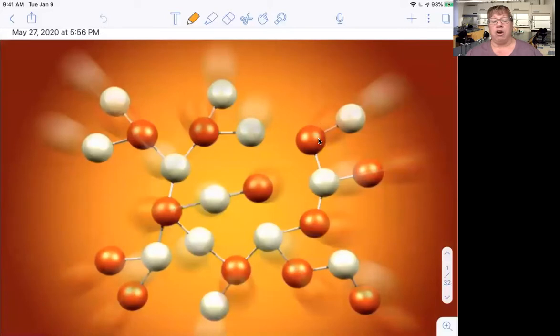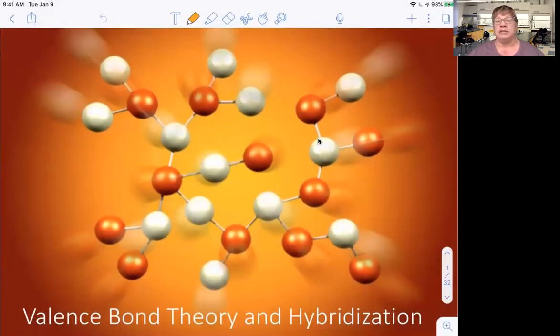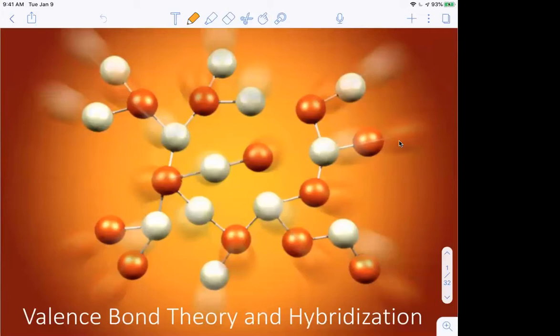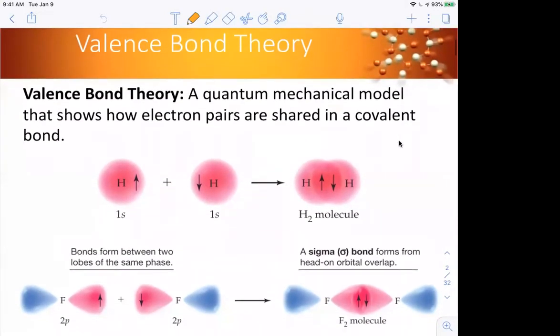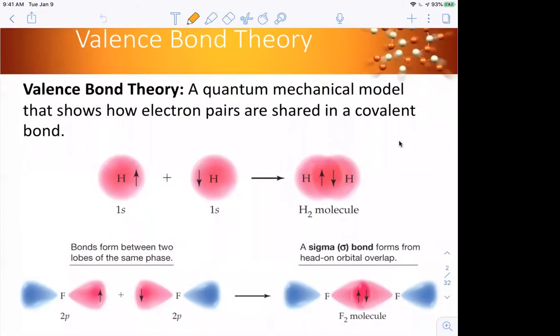And we are going to talk about something called valence bond theory and hybridization. So let's look at this a little bit more closely. Valence bond theory is a quantum mechanical model that shows how electron pairs are shared in a covalent bond. This model is more sophisticated than the Lewis theory model because we're actually looking at a quantum mechanical approach. It might look similar, which is actually good for us if we haven't taken Gen Chem 1 before. But this is the basic idea.